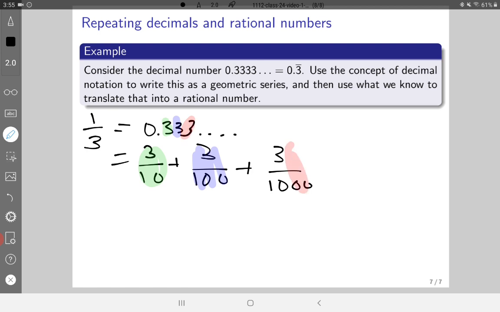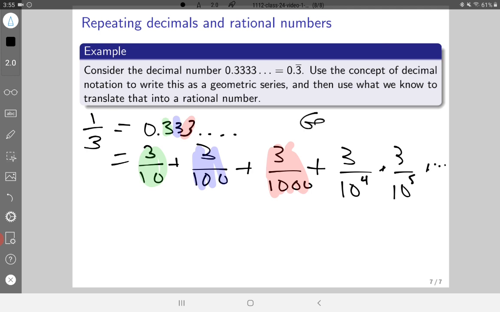That's too many consonants in a row for me to say. N-D-T-H-S, yikes. But I could just keep going. Plus 3 out of 10,000, which I'm going to write as 10 to the 4th. And then 3 over 10 to the 5th, plus, etc., etc. This is a geometric series. You've probably just never thought of it in this way.